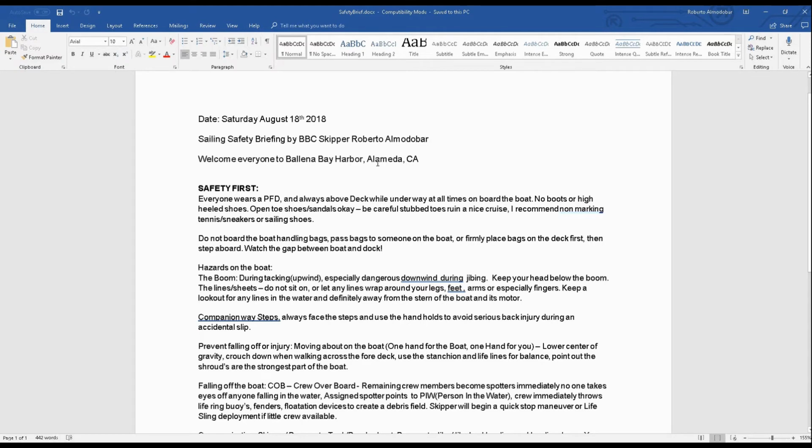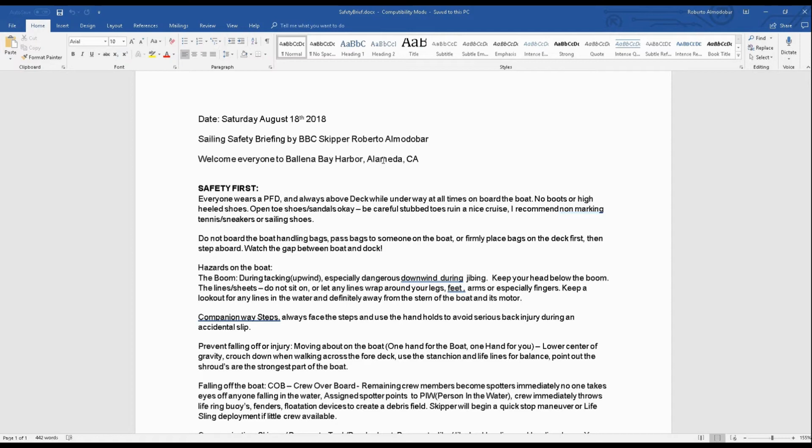Safety first. Everyone wears a PFD, always, above the deck while underway, at all times on the boat. I cringe when I see people sailing without a life jacket, and sometimes I even see other club boats letting people sail without life jackets. That is a no-no.